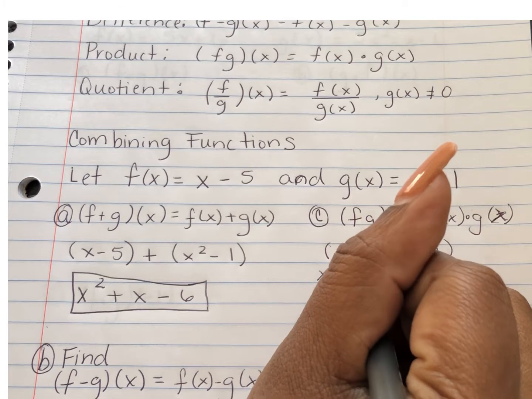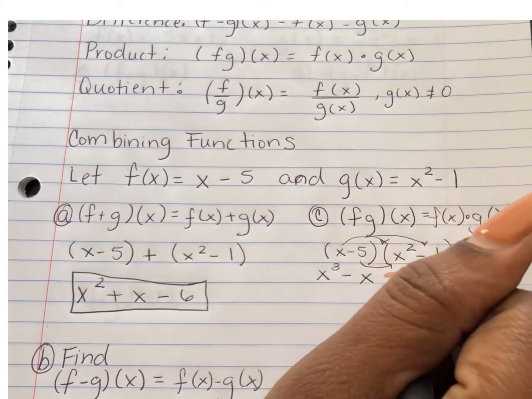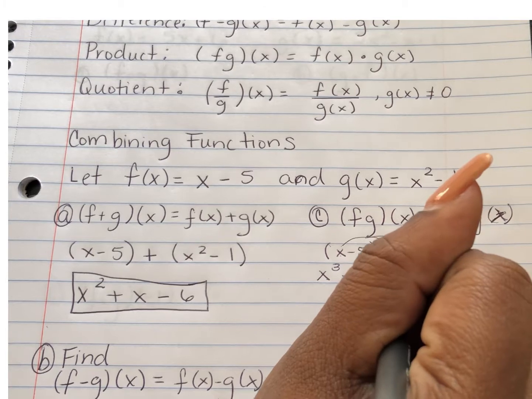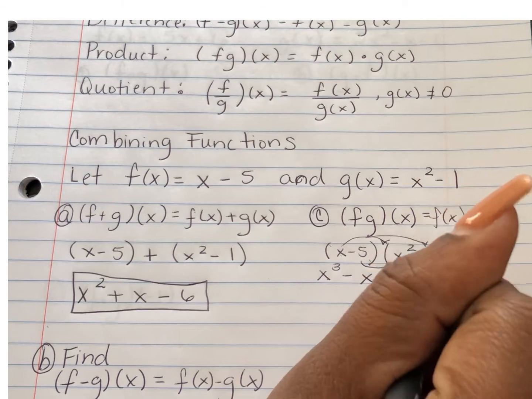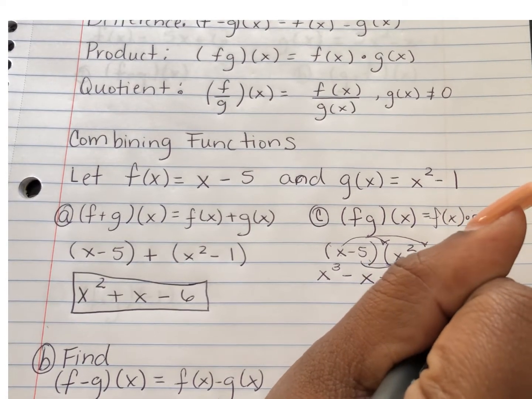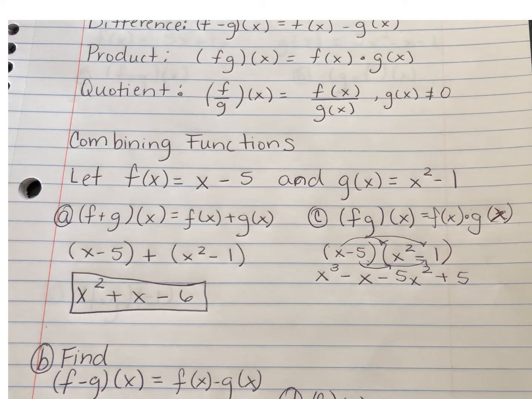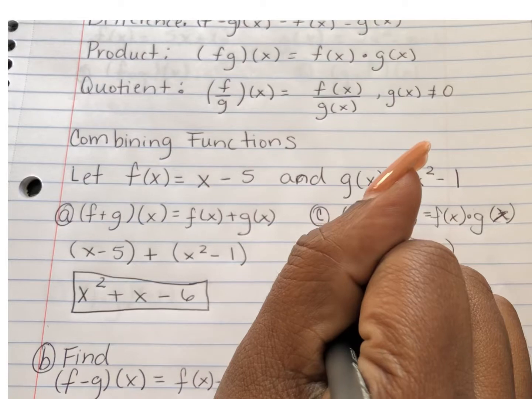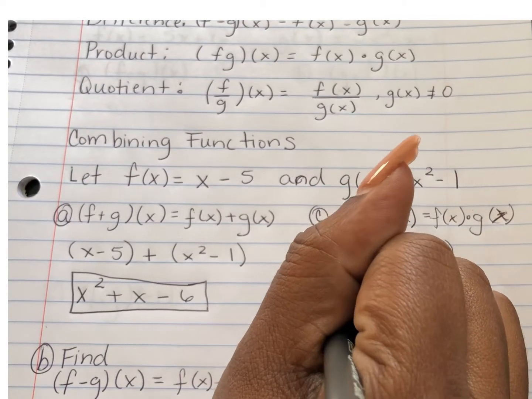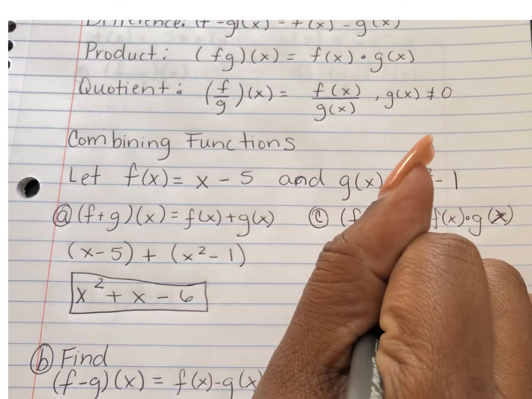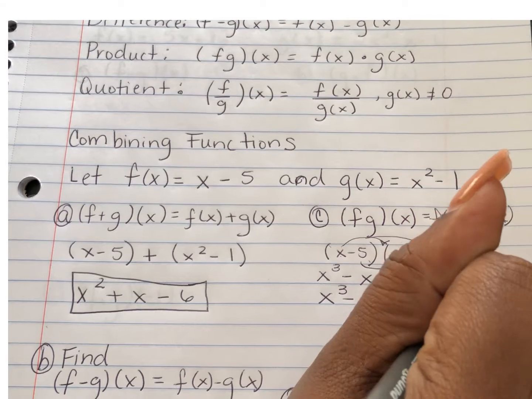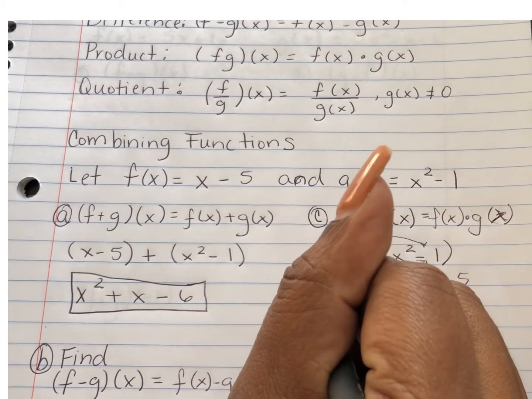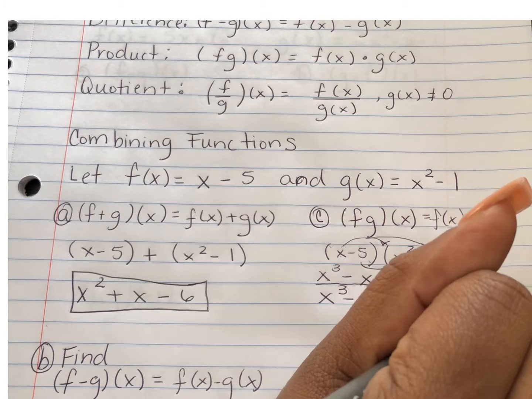Now I have to distribute negative 5. And negative 5 times x squared is minus 5x squared. And negative 5 times negative 1 is positive 5. So the final answer is x cubed minus 5x squared minus x plus 5. Make sure your exponents are in descending order.